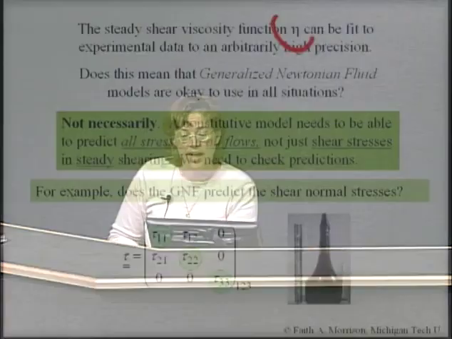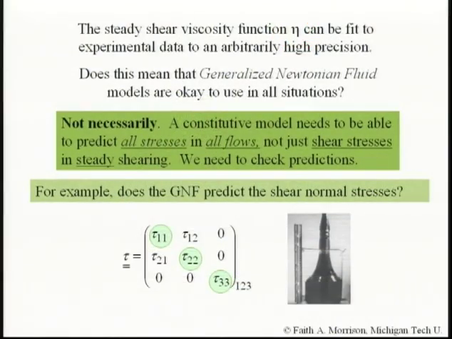Doing more calculation would just be to get better at doing those calculations. So you're welcome to do that, and I'll help you if you're interested, but I'm not going to ask you to do more. The choice of the viscosity function eta is up to you. It can be made to fit experimental data to an arbitrary high precision because you can get the steady shear data and you can make up any function you like and stick it in front of gamma dot and you're good. So you can fit it to an arbitrary degree of accuracy.